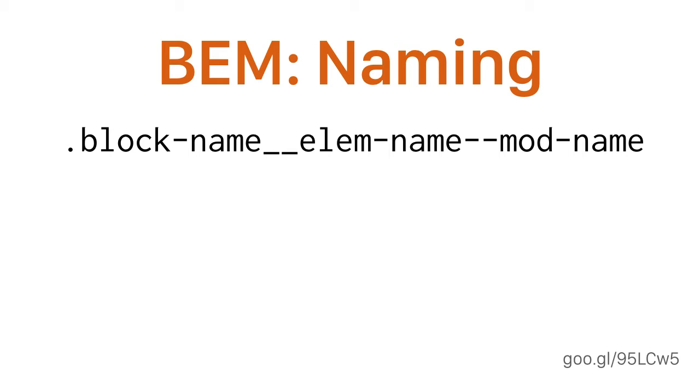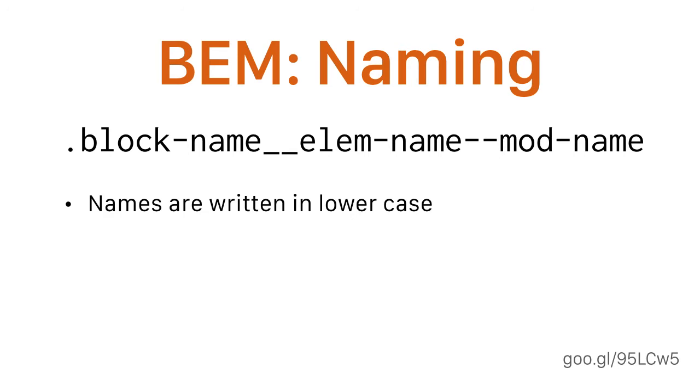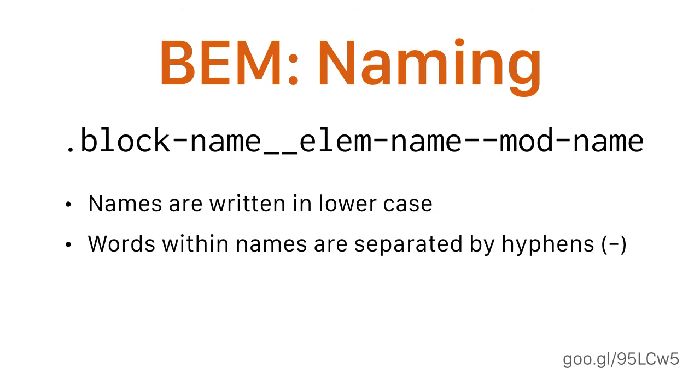The other thing that BEM did that made them very popular, and arguably the most common modular CSS framework in use today, is they have a very strict naming convention. This looks a little complicated up front, so let me break it down for you. First of all, the names for all of your BEM parts are written in lowercase. Words within names are separated by hyphens, so block-name. That's always going to be one element. You can tell by the hyphens.